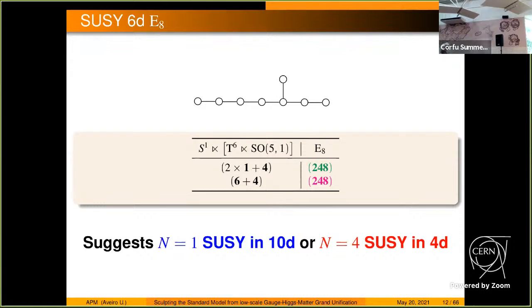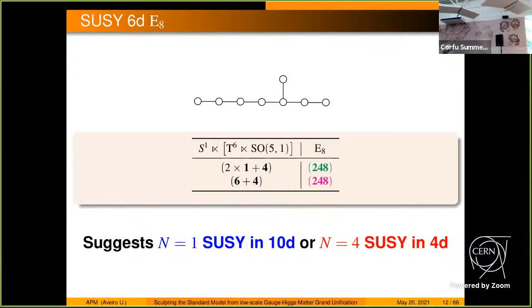Well, similar kinds of runnings have been discussed before in the literature. Thank you very much for your comment, because I didn't mention that what we have in fact is N equal 1 SUSY in 10 dimensions, but the degrees of freedom match those of N equal 4 SUSY in 4D.